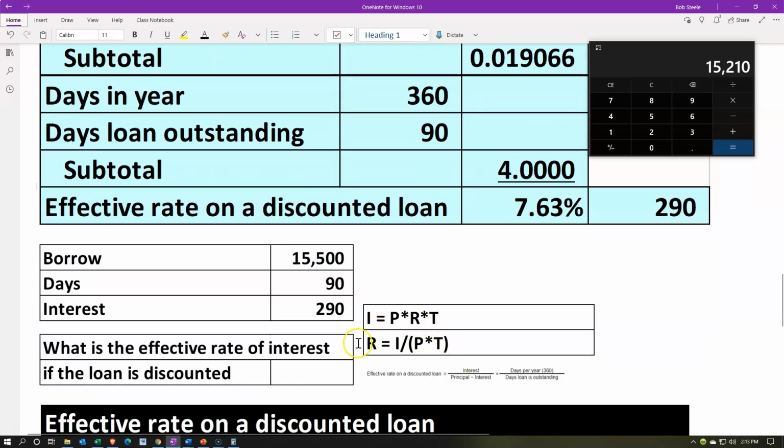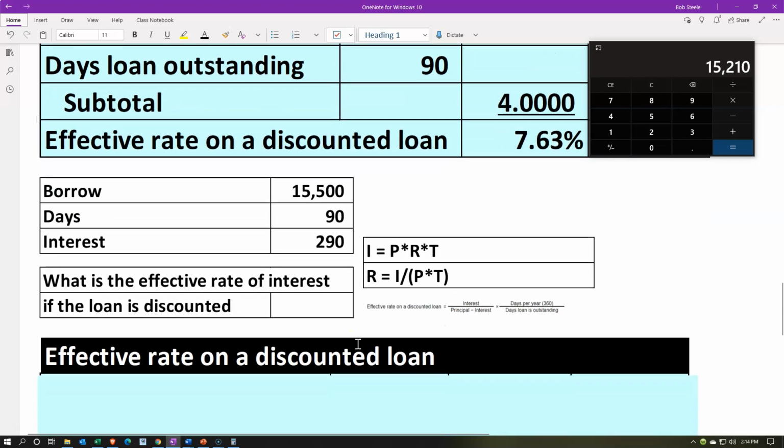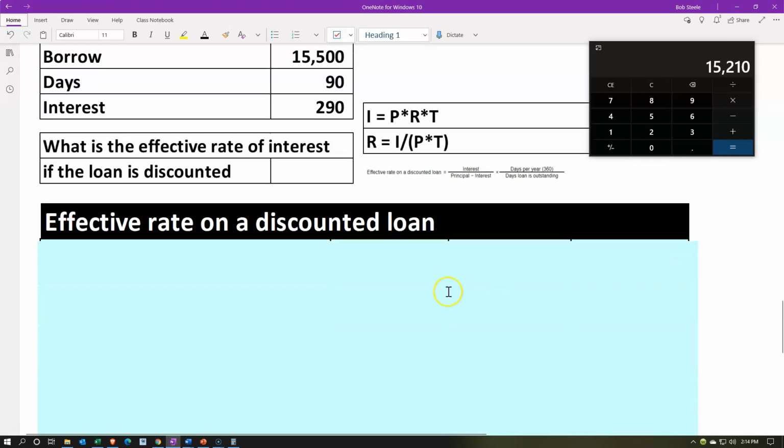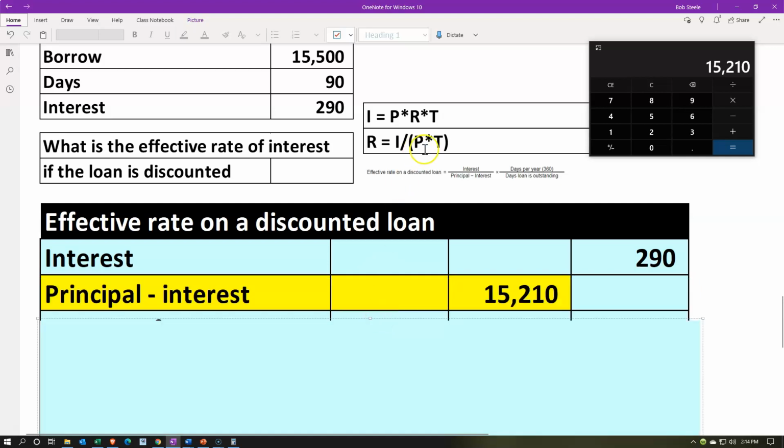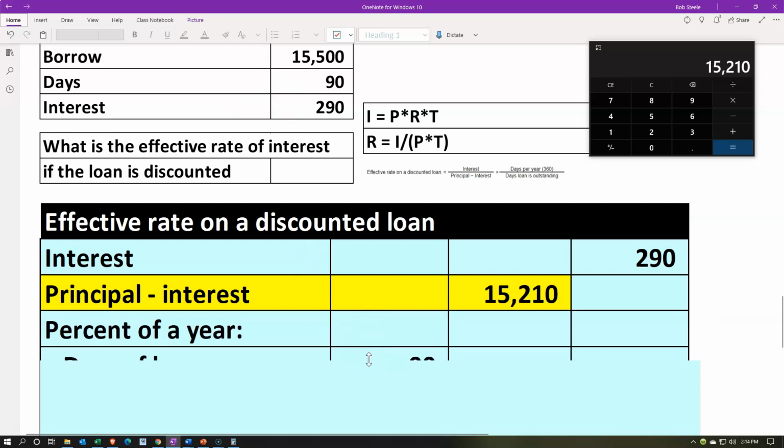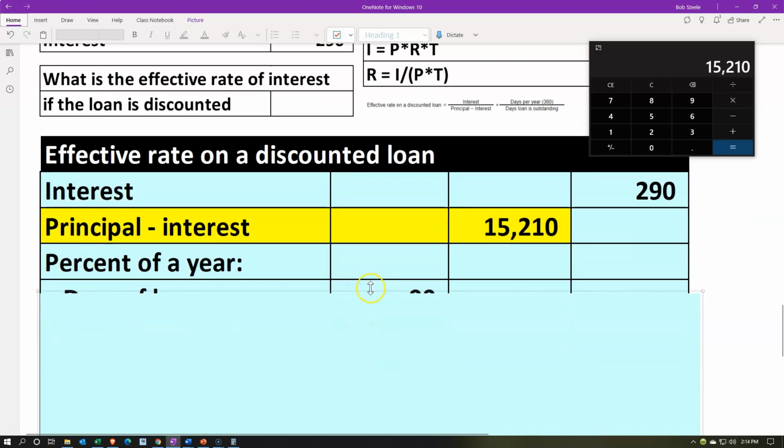Now using this calculation, R equals I over P times T, which is the same thing as this, but we're just formatting it a little bit differently algebraically. So now we'll just take the effective rate. It's going to be interest, once again, that 290, and then we're going to be dividing it by P times T. P now is once again the principal minus the interest, so the 15,500 minus the 290. And then T is a fraction of a year because it's less than a year here.